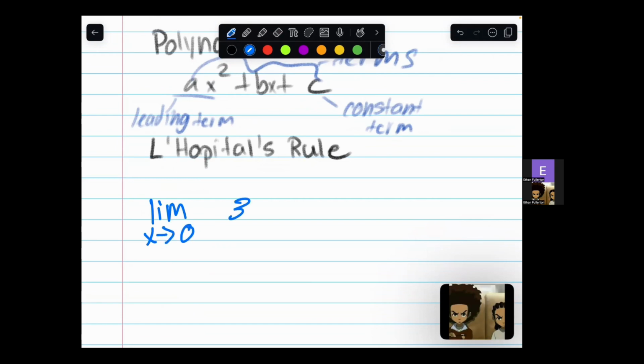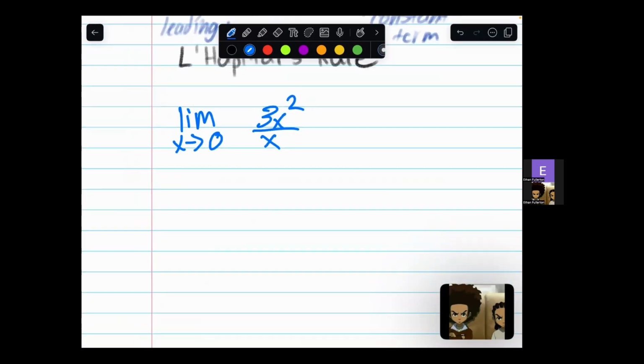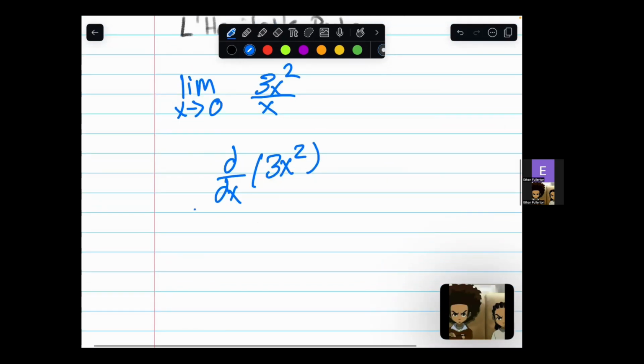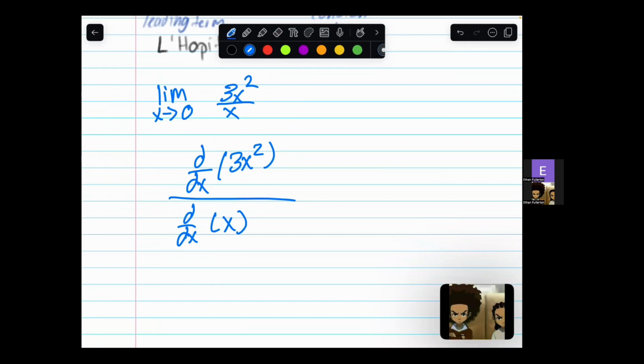And we're going to have 3x squared over x, and then we're going to do the same thing we do at the top, we're going to do the bottom. So using this rule, we're going to have this up here. Same thing to the bottom. And then from here, we're going to differentiate. We're going to find the derivative of both the top and the bottom.